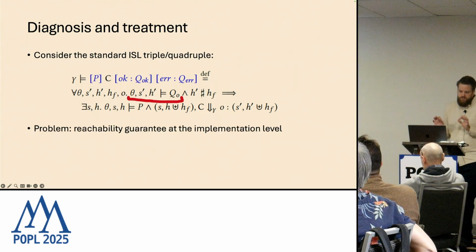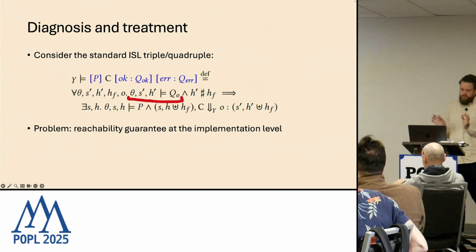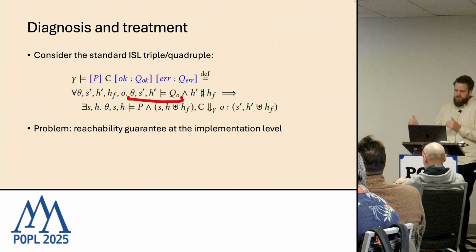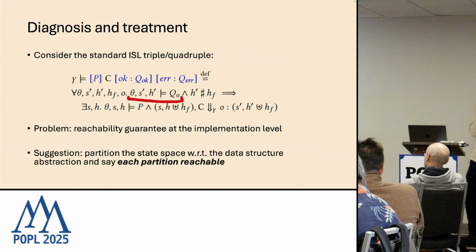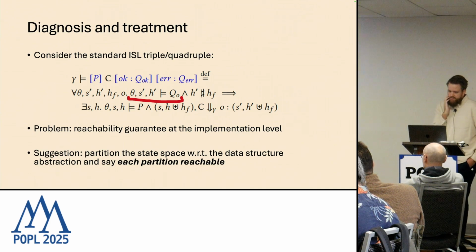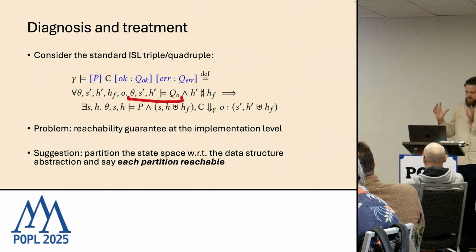In some sense, this is a reachability guarantee at implementation level, because all the heaps are reachable, but when we reason at the level of the abstraction of the spec, we don't really care about the heap. So this is, in some sense, too strong. I have a suggestion here: if we can weaken this reachability guarantee in the following way, then we will get the specs that we want to be valid to actually be valid. It would be nice if we could somehow partition the state space with respect to the abstraction of the spec, and then just say that each partition is instead reachable, in some sense saying that the heap is not as important as is encoded in ISL.